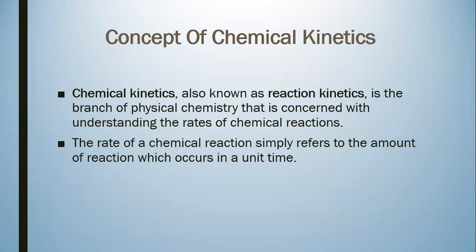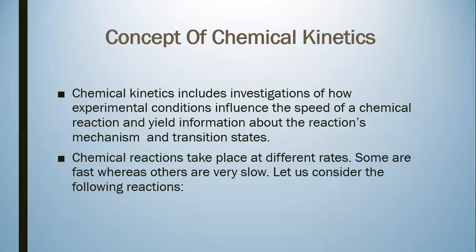Now, what is the rate of chemical reactions? The rate of chemical reactions simply refers to the amount of reaction which occurs in a unit time. So, the amount of reaction of the chemical substances, for example, some kind of compounds that are the reactants that yield some kind of products that occur in a given time, is what we call the rate of chemical reaction.